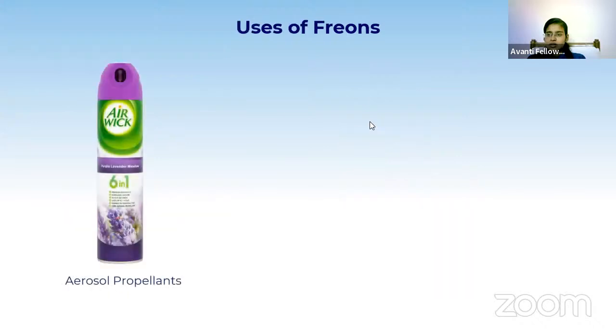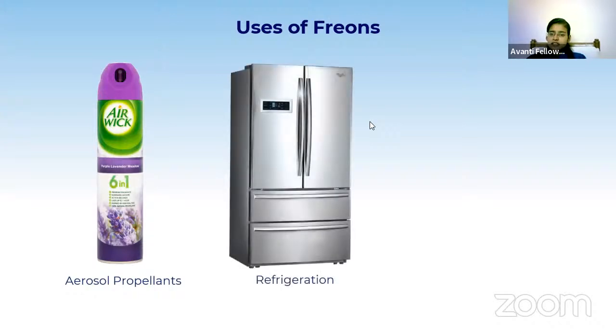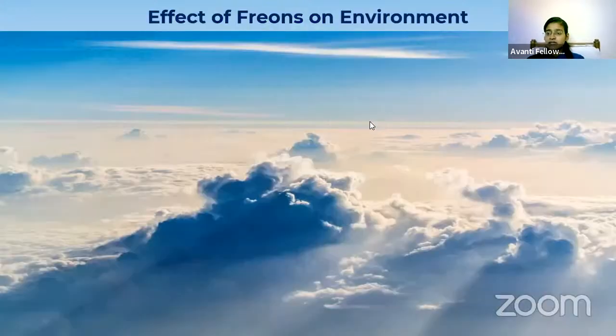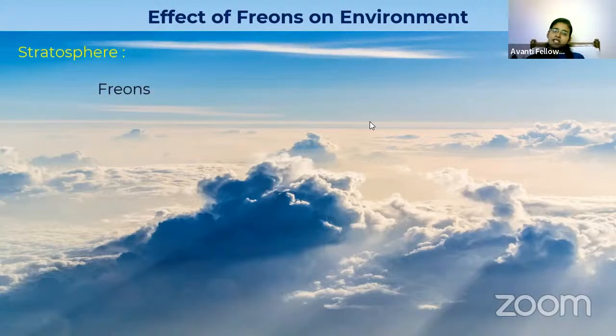The uses of freons are, they are used as aerosol propellant and in refrigeration and in AC. So everywhere, in fridge, AC, everywhere we have this freon. Let us study the effect of this freon on the environment. Freon will go from AC and fridge and all to the stratosphere. In the stratosphere, the freons will produce free radicals.